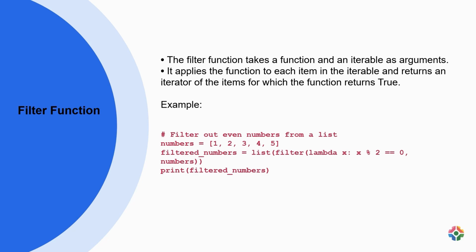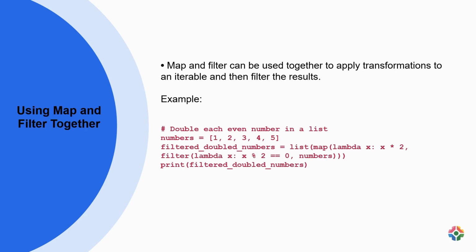Utilize the filter function in Python with a lambda function to streamline the process of selectively extracting elements from an iterable based on specific criteria. The combination of map and filter in Python allows for applying transformations to an iterable and subsequently filtering the results based on a specific condition. In the provided example, the code doubles each even number in a list.